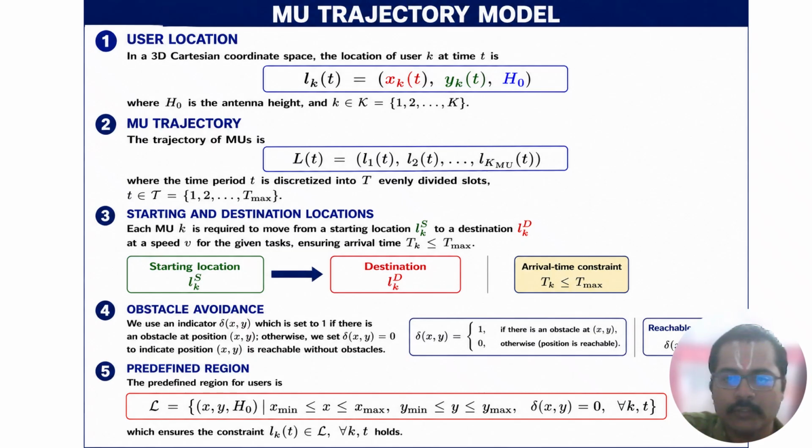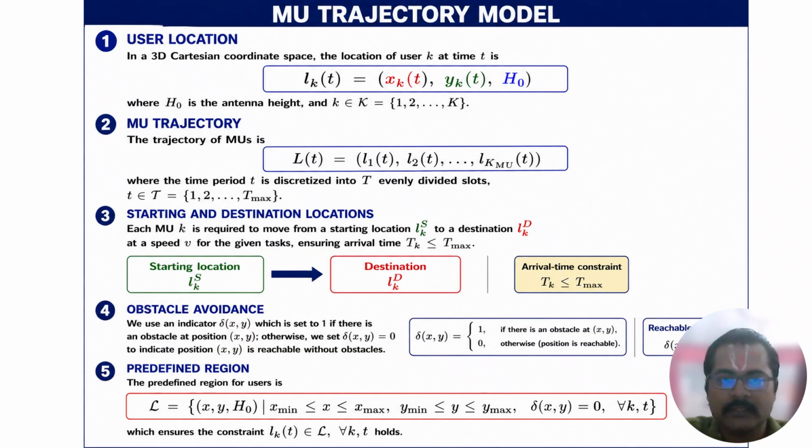It should be less than or equal to a maximum prescribed time. While the mobile user is traveling from source to the destination, it should avoid the obstacles. So delta xy is equal to 1 if there is an obstacle, 0 otherwise. Okay, so what is a predefined region? Xy antenna height. We will define a predefined region like 50 meters by 50 meters.